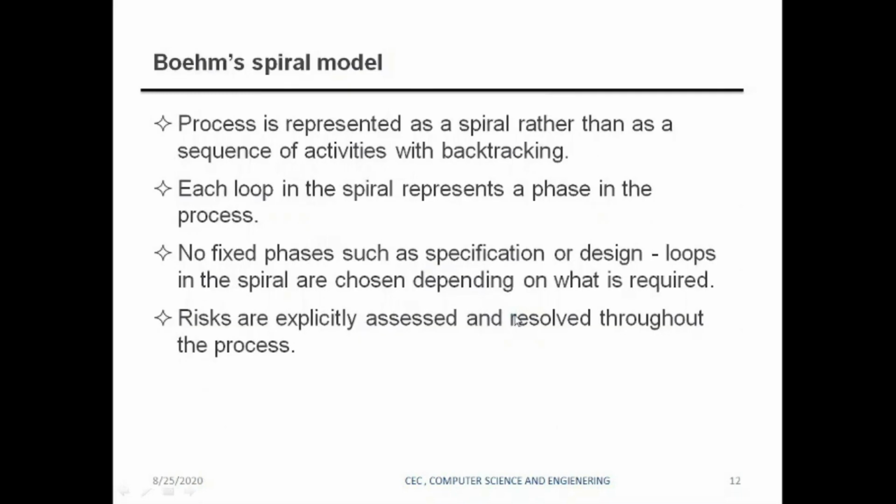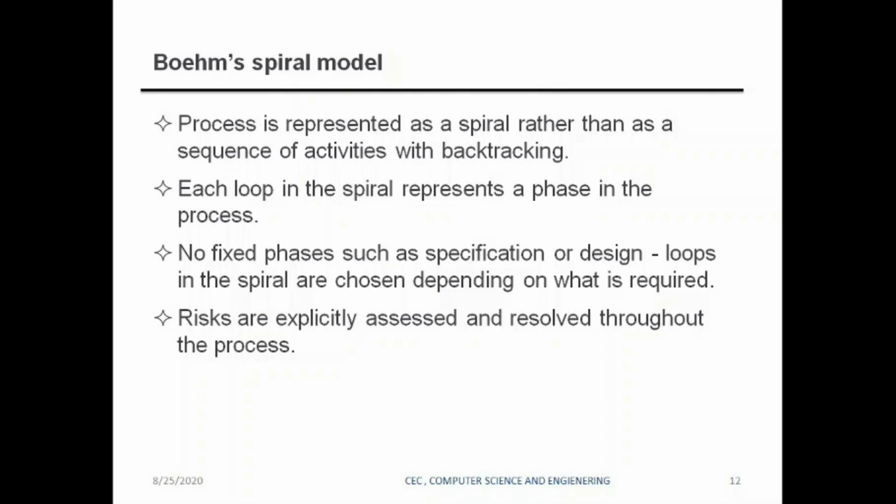So the third one is the Boehm spiral model. The Boehm spiral model is a spiral rather than a sequence of activities with backtracking. What we see in the waterfall model as well as the incremental model is a sequence of steps, but here it is not. It's a spiral rather than a sequence of activities with backtracking.